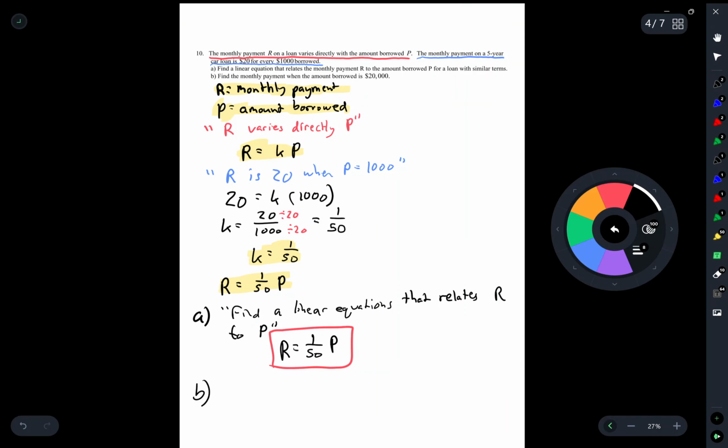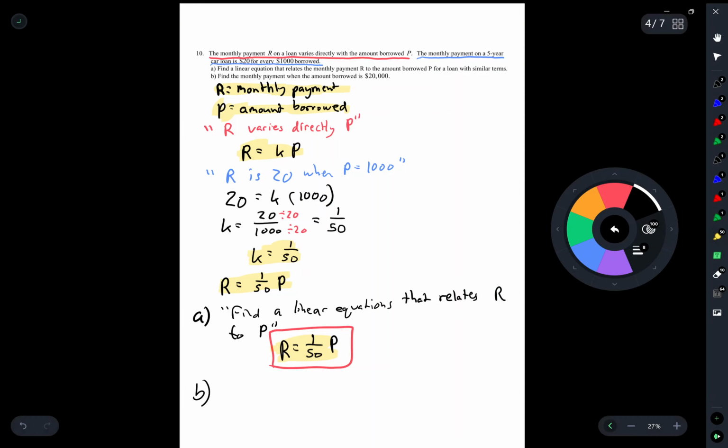All right, now let's move on to part B. Find the monthly payment when the amount borrowed is $20,000. Again, at this point, you might just be able to go right away and plug in the numbers. You're going to set the amount borrowed, which is P, equal to 20,000, and you're going to find R.